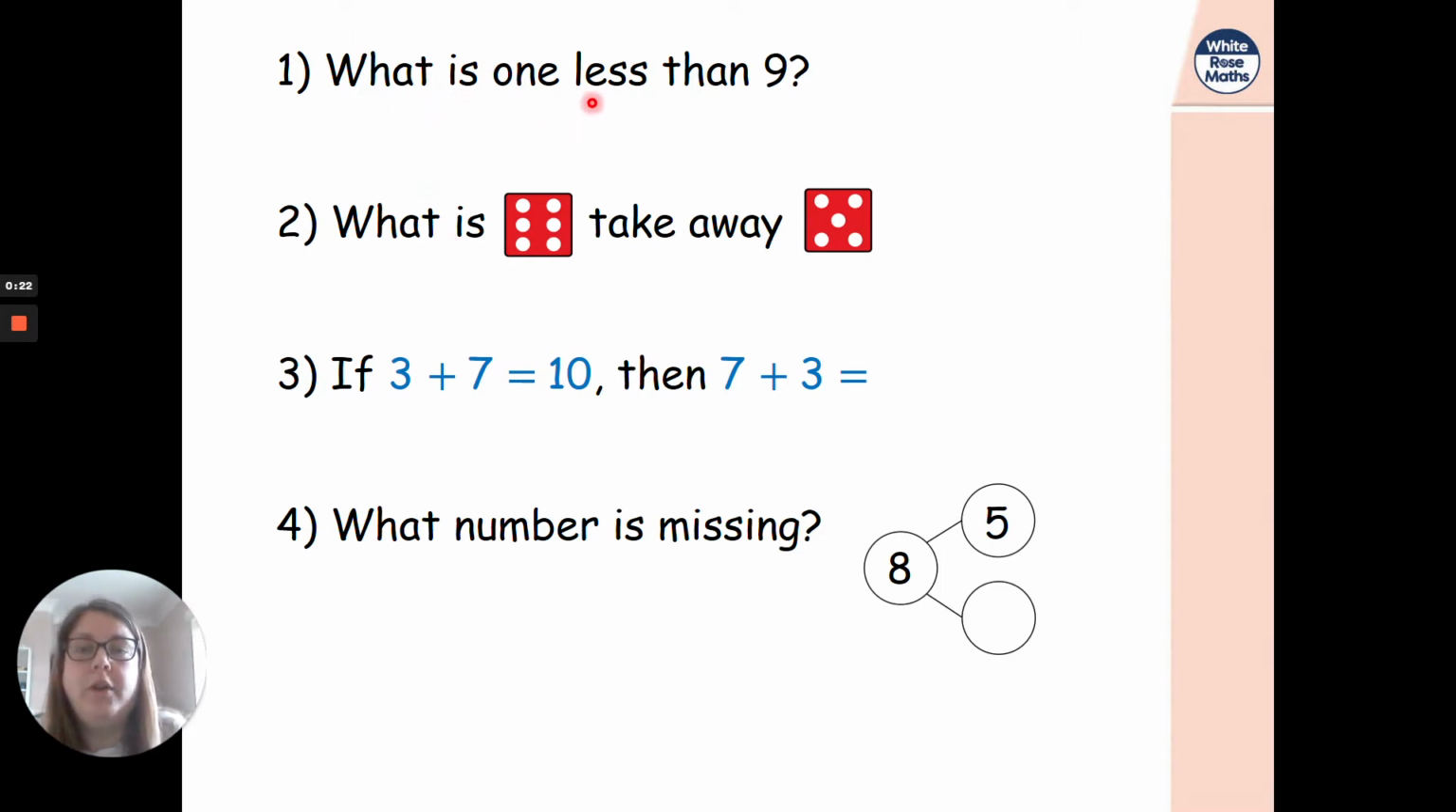So what is 1 less than 9? So if you've got 9, what's 1 less than it? What's the number that comes before 9? It is 8. Well done if you got that one right.